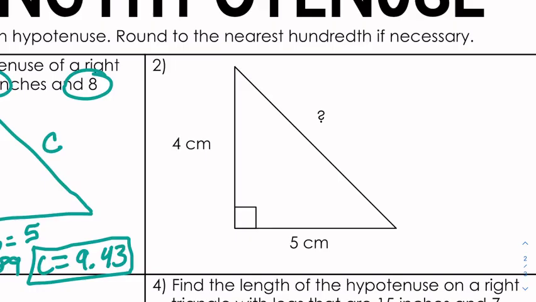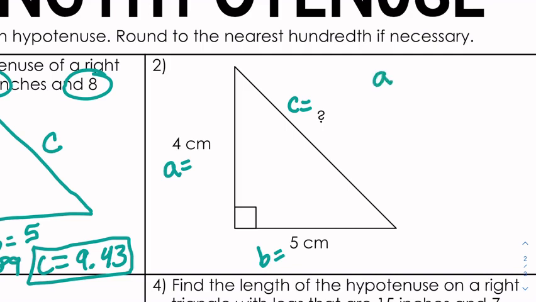Number 2, they don't explain anything to us in words. However, they do give us a picture, and we know our instructions are still to find the length of the hypotenuse. And in this picture, we have a triangle with a right angle, and our legs, which are on either side of the right angle, are 4 and 5. So we're going to use our two legs to find our hypotenuse. I'm going to label 4 as A, 5 as B, and then we're trying to find what C equals.